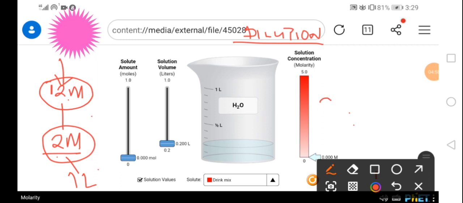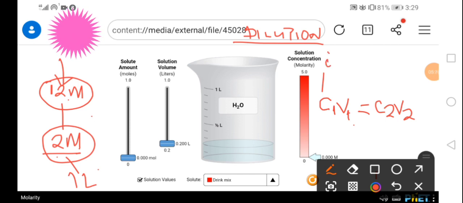So the formula you are going to use is here. We use C1 V1 equals C2 V2, where C1 indicates the initial concentration, and V1 is the initial volume. C2 is the final concentration, and V2 is the final volume.